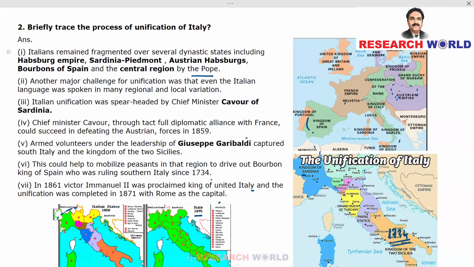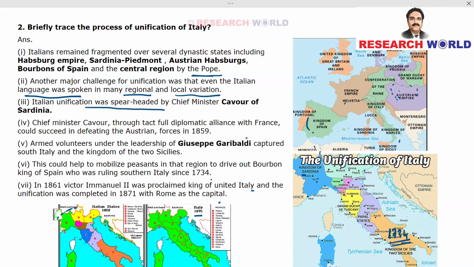1. Italians remained fragmented over several dynastic states, including the Habsburg Empire, Sardinia Piedmont, Austrian Habsburgs, Bourbon of Spain, and the central region by the Pope. That means they were geographically separated. Another major challenge for unification was that even the Italian language was spoken in many regional and local variations. That means an emotional thread through language wasn't fully accomplished. Why? The language sounded totally different, strange in different parts of Europe where these Italians resided.